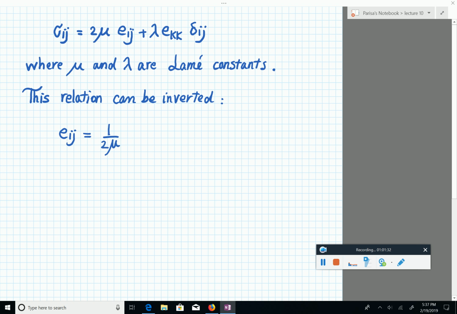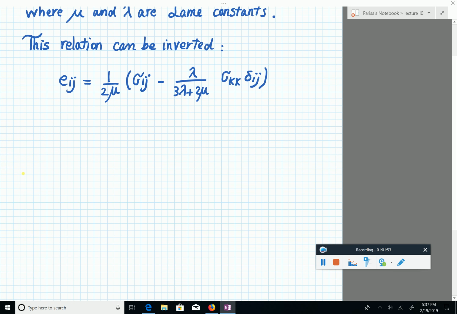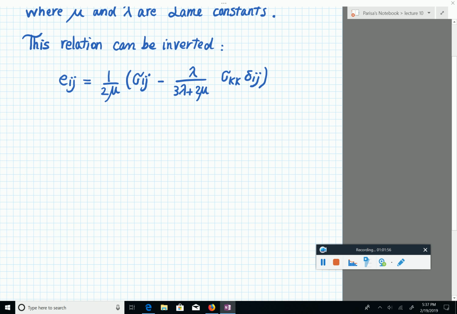So E_ij is 1 over 2 mu sigma_ij minus lambda over 3 lambda plus 2 mu sigma_kk delta_ij, or we could write it in terms of the familiar looking Young's modulus and Poisson's ratio.